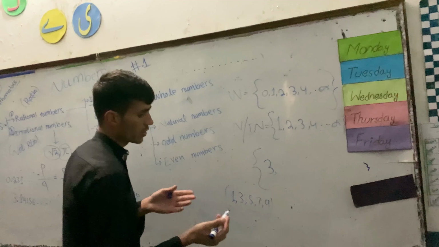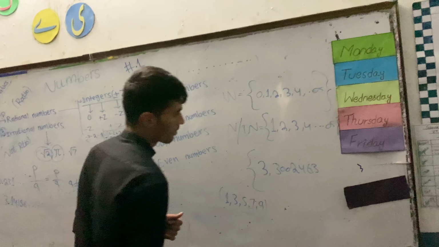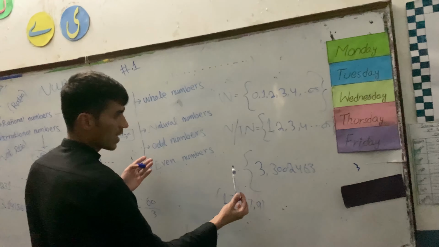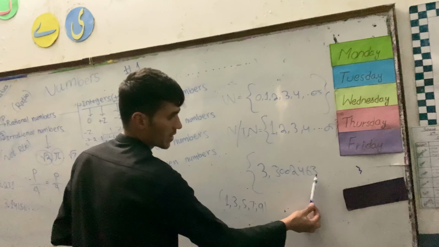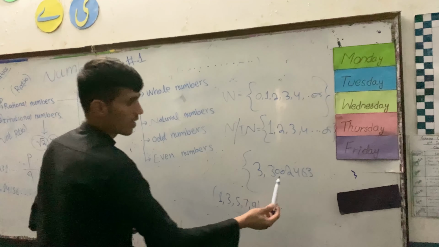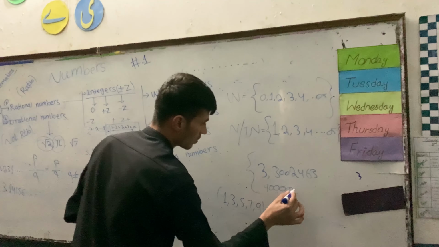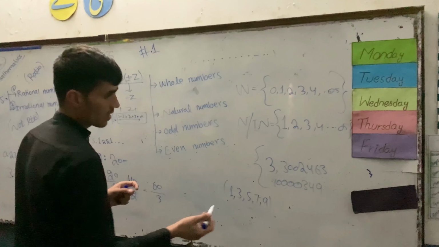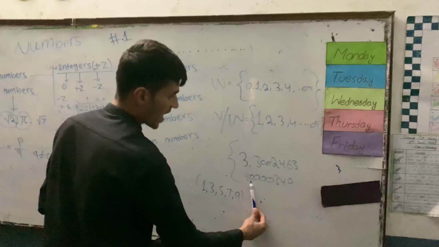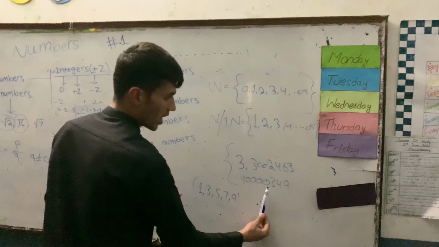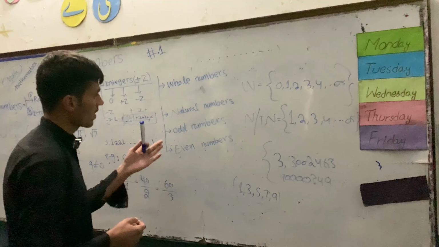For example, I'm going to write a number, 302463. Is this an odd number or not? Look here, from right to left, the first digit is 3. So this is an odd number. For example, 9000039 is also an odd number. The first digit is 9. And if you divide this number by 2, it will not be completely divided. That's why these kinds of numbers are given the name odd numbers.